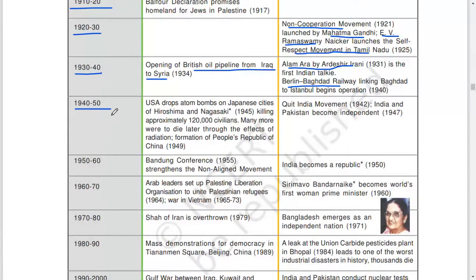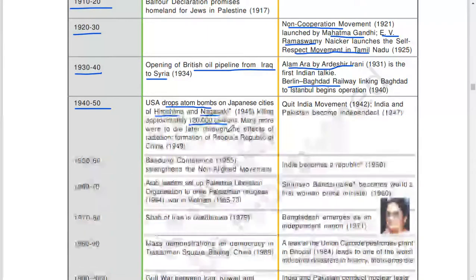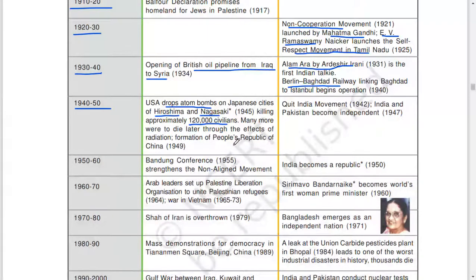1940 to 1950, USA drops atom bombs on the Japanese cities of Hiroshima and Nagasaki, 1945, killing approximately 120,000 civilians. Many more were to die later through the effects of radiation. Formation of People's Republic of China, 1949. Quit India movement, 1942. India and Pakistan become independent, 1947.